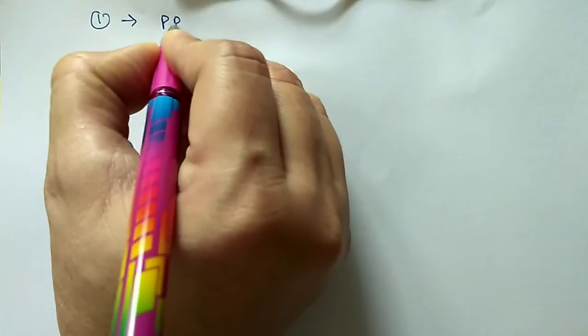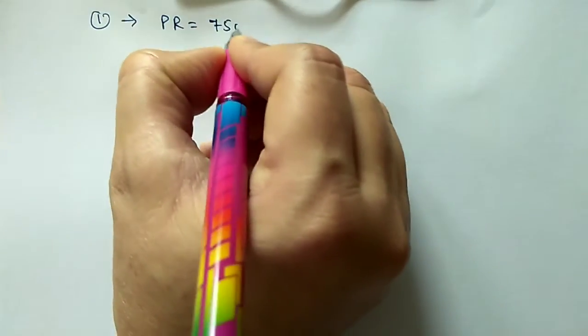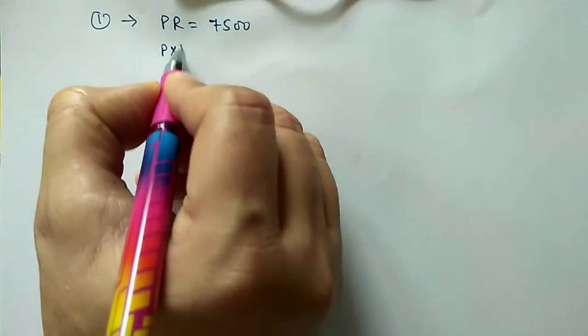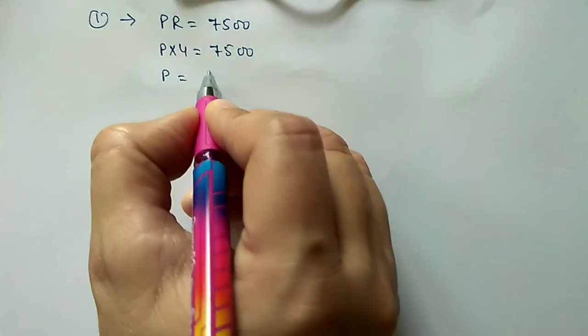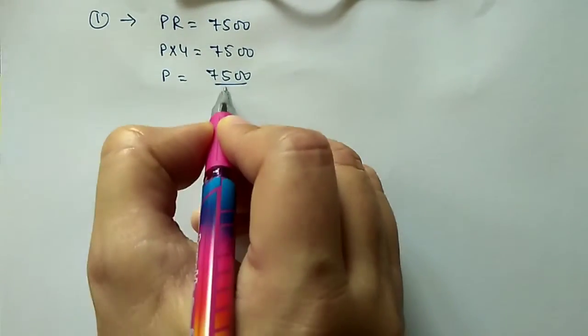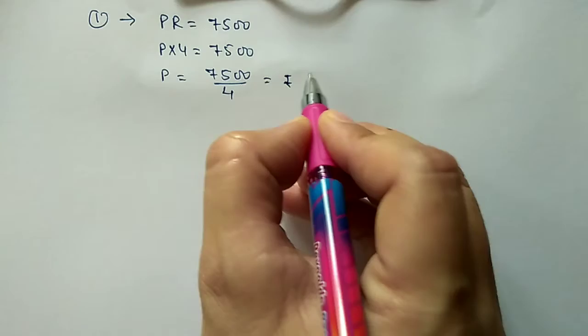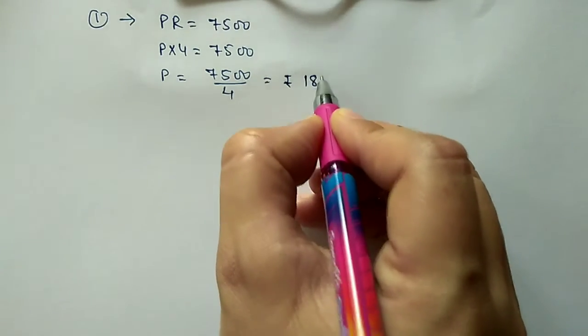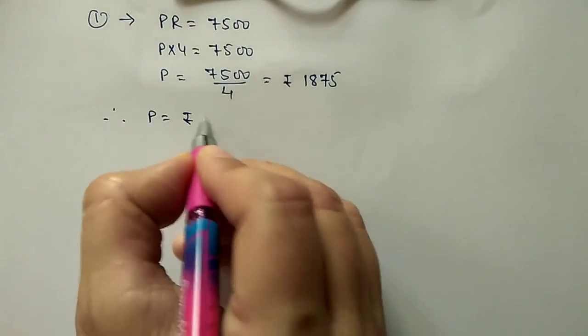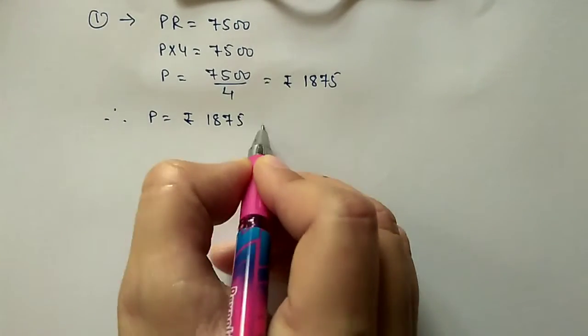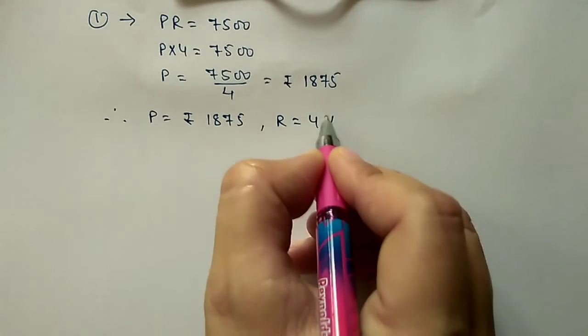Now PR value, R value we will substitute in the first expression. First expression was PR equal to 7500. So R we have calculated as 4%. We will substitute here, P into 4 equal to 7500. So P value will be 7500 divided by 4 and after division we will get 1875 rupees. So we got here principal money is 1875 rupees and rate of interest 4%.